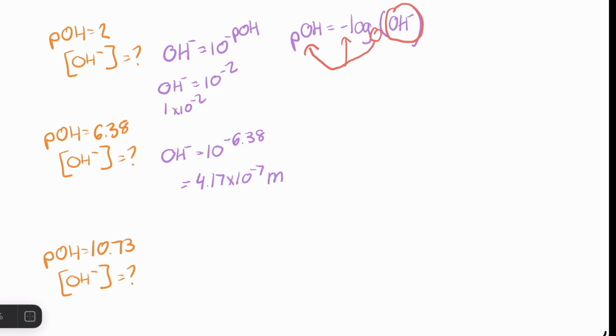Let's look at one more. The pOH is 10.73. What is the OH minus concentration? Again, our OH minus concentration is going to be 10 to the negative pOH power. So 10 to the negative 10.73 power. That gives us a concentration of 1.86 times 10 to the negative 11 molar.